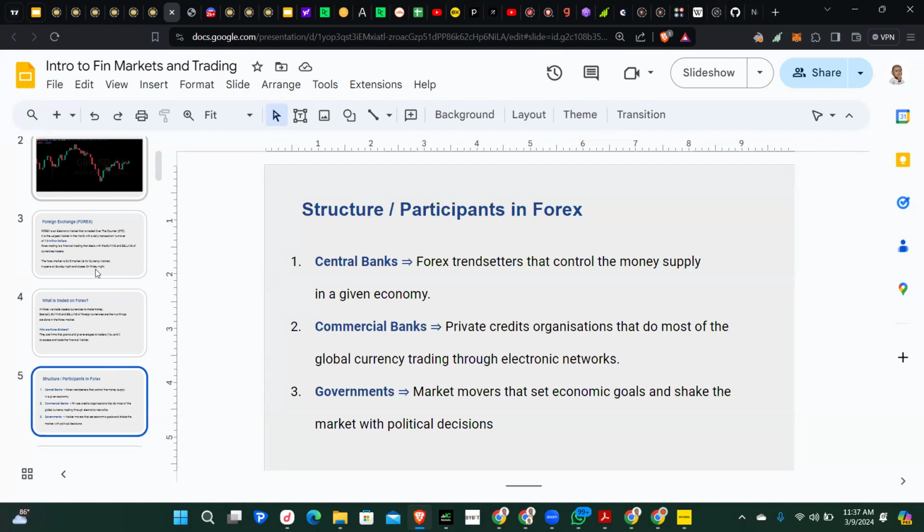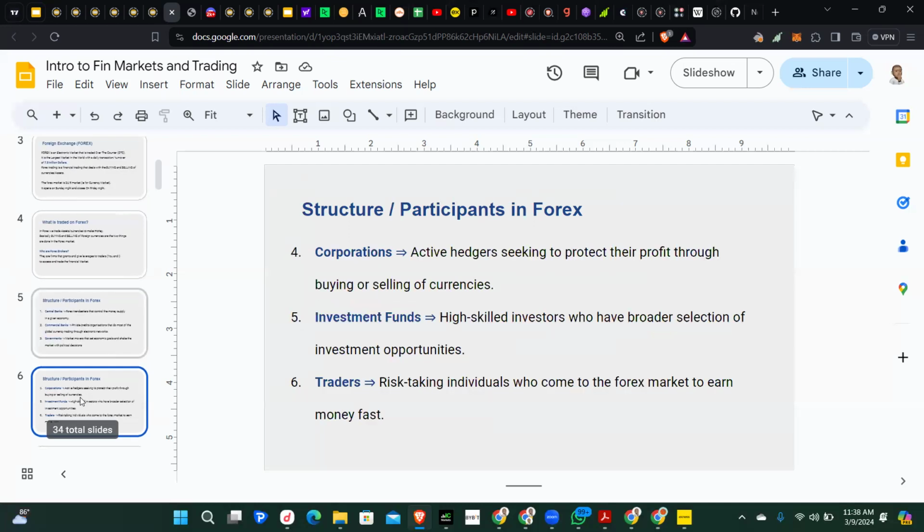So we also have the governments. So the governments actually contribute to the activity in the forex market. So they are one of the major participants because they set economic goals that shake the market with political decisions. So they are one of the big players or the big guys in the forex markets.